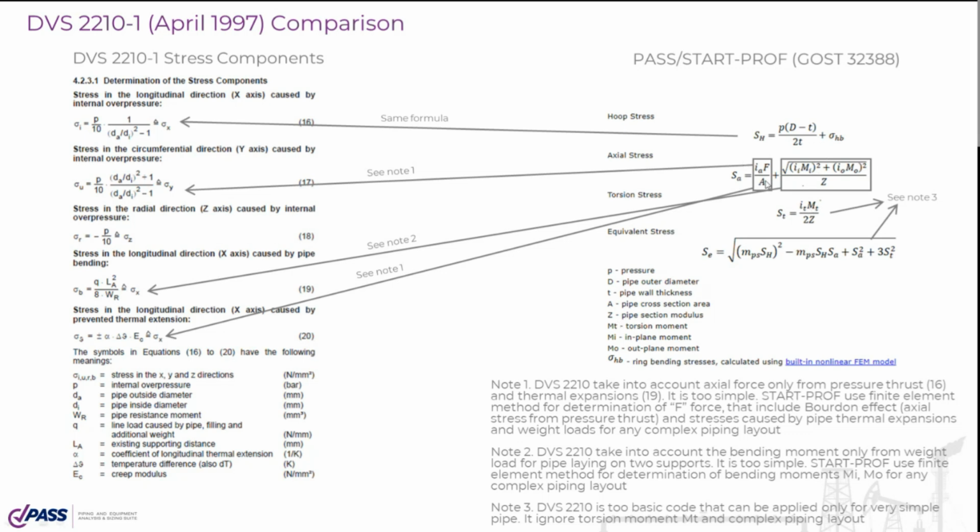We calculate the real axial force and calculate the real axial stress caused by this axial force, including the Bourdon effect, including the thermal expansion, and including the axial force from external loads on the piping system, and also the bending moment. Also we calculate the torsional stress, and after that we calculate the equivalent stresses in the thermoplastic material.